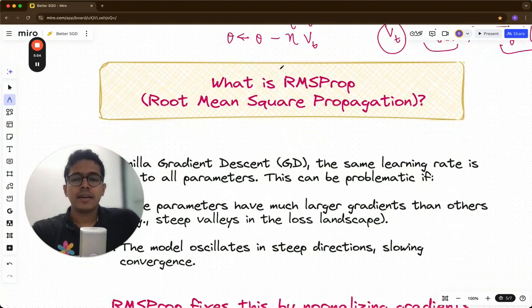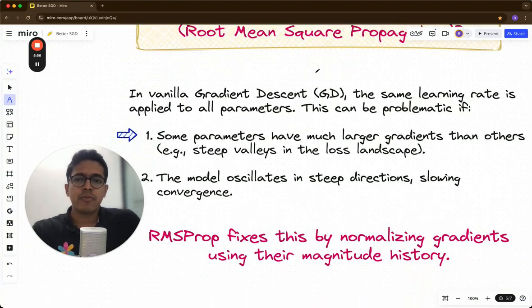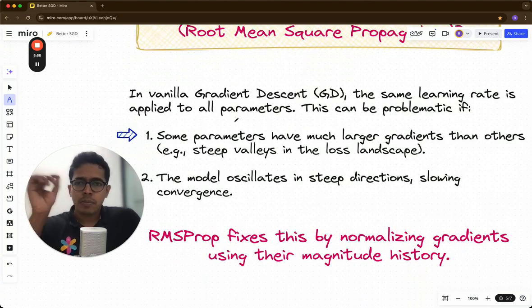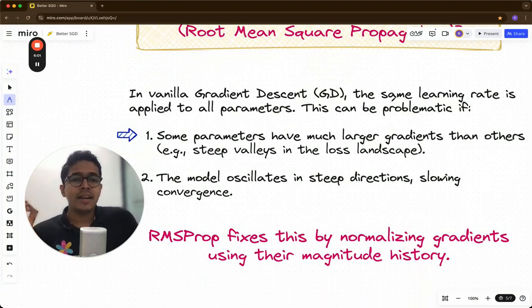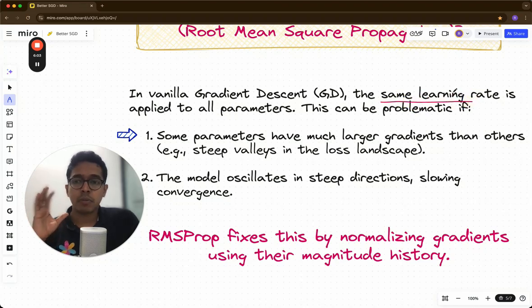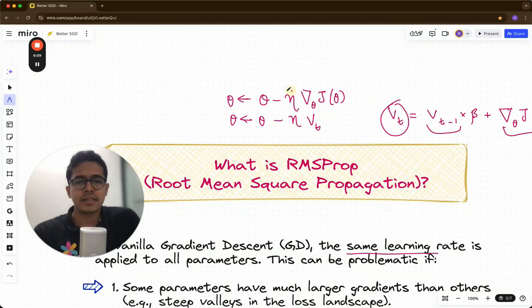Now here in RMSprop we will be doing something else. The problem with vanilla gradient descent, and this is also the problem with momentum based gradient descent or even stochastic gradient descent, is that the learning rate is the same. This eta learning rate parameter is the same. We are not changing this.